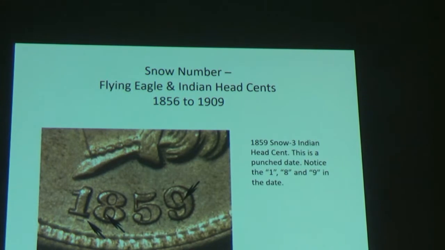How he numbers these is that when he finds a variety, the first one is Snow 1, then Snow 2, but it'll be by year. So 1859 starts out at 1 through whatever, and then 1860 will start out with 1 and go on. Some dates have as many as 15 varieties. I like his catalog. There's some information on YouTube about how to grade the Indian head coins. But the next slide will show you some reference material.